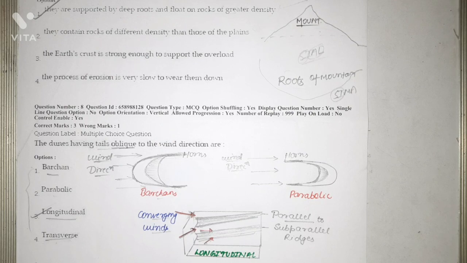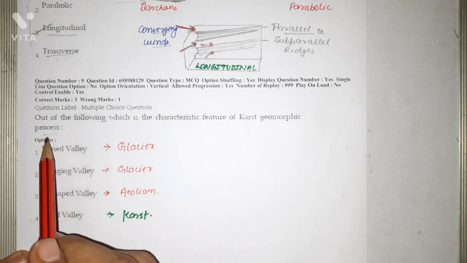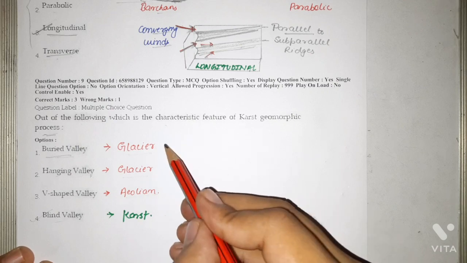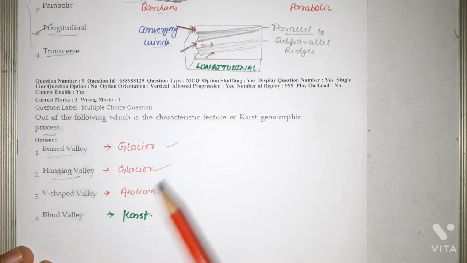Now next question is, out of the following, which is the characteristic feature of karst geomorphic process? To answer this question, we should know which geomorphic process the features given in options 1, 2, 3 and 4 are characteristic of. So first one is buried valley. Buried valleys are ancient river or stream valleys that have been filled with glacial or unconsolidated sediments. So clearly these features are characteristic of glacial process. Hanging valleys are also a characteristic feature of glacial process.